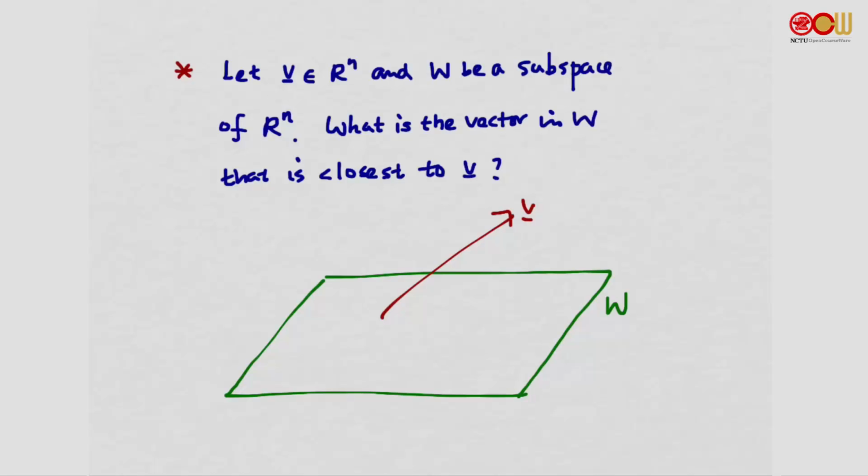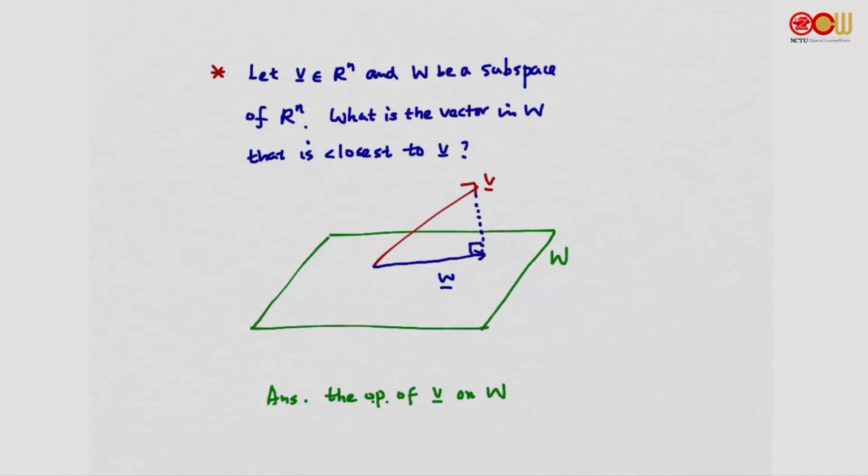And later we will define something called orthogonal projection of a vector on a subspace, and this vector is the vector that is closest to v. This orthogonal projection of a vector on a subspace is something that we are going to define later, and we will show that that's the vector that is closest to v.